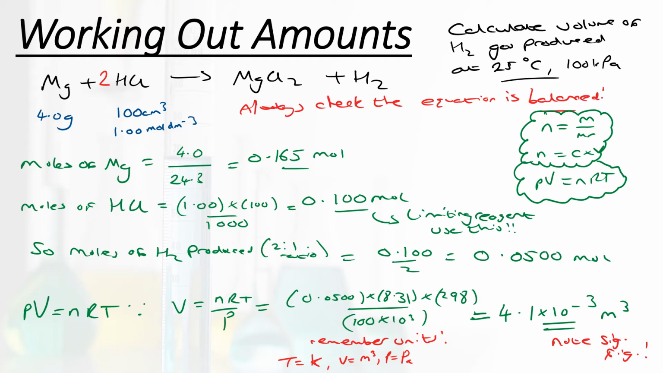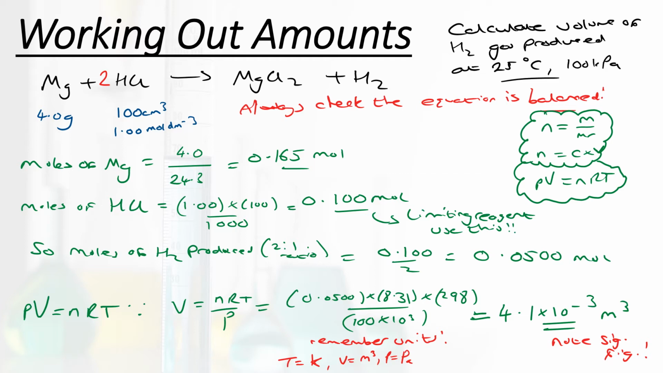The question gives us that we have 4 grams of magnesium, and our HCl was 100 centimeters cubed of a 1 mole per decimeter cubed solution. So we've checked the equation is balanced. We're going to use the data in the question so we can work out the moles of magnesium and we can work out the moles of HCl. Remember, for moles of magnesium, it's a solid moles question, so mass over MR. So the mass, 4 grams, divided by the MR of magnesium, or the AR of magnesium, technically the atomic mass of magnesium, 24.3, gives 0.165 moles.